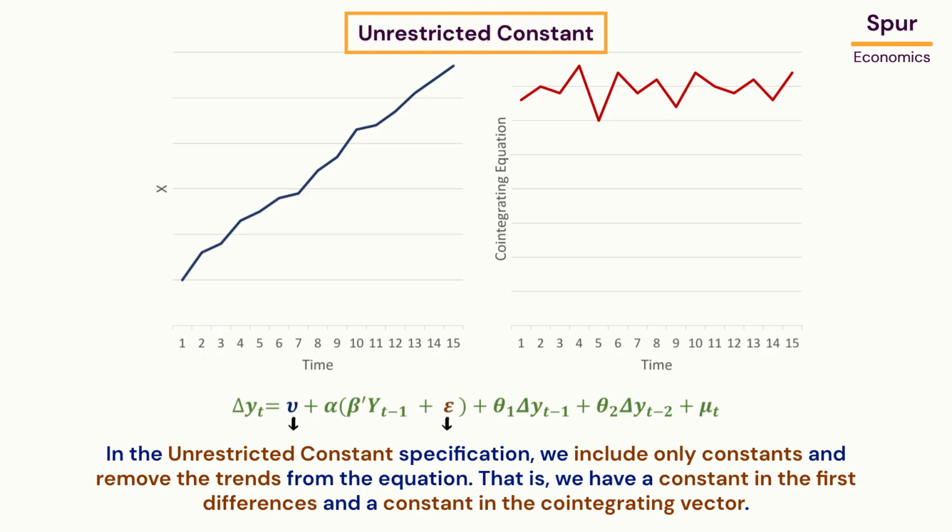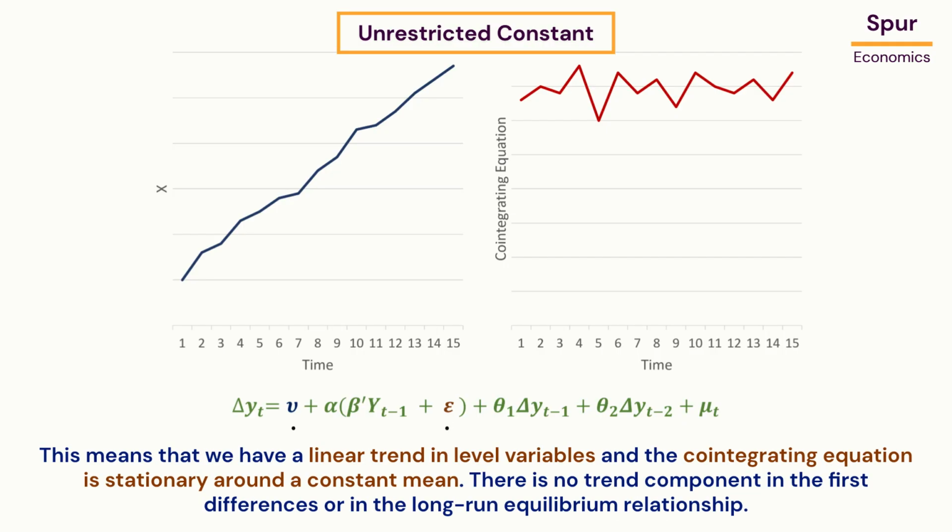In the unrestricted constant specification, we include only constants and remove the trends from the equation. That is, we have a constant in the first differences and a constant in the cointegrating vector. This means that we have a linear trend in level variables and the cointegrating equation is stationary around a constant mean. There is no trend component in the first differences or in the long-run equilibrium relationship.